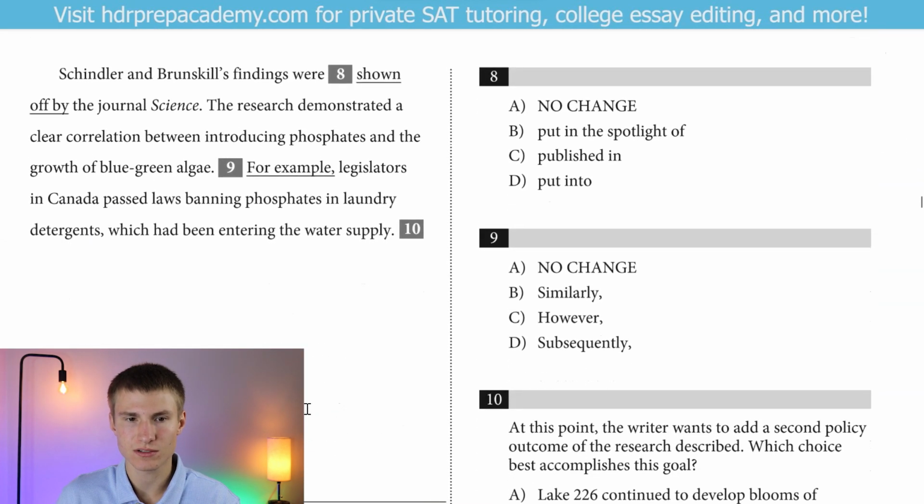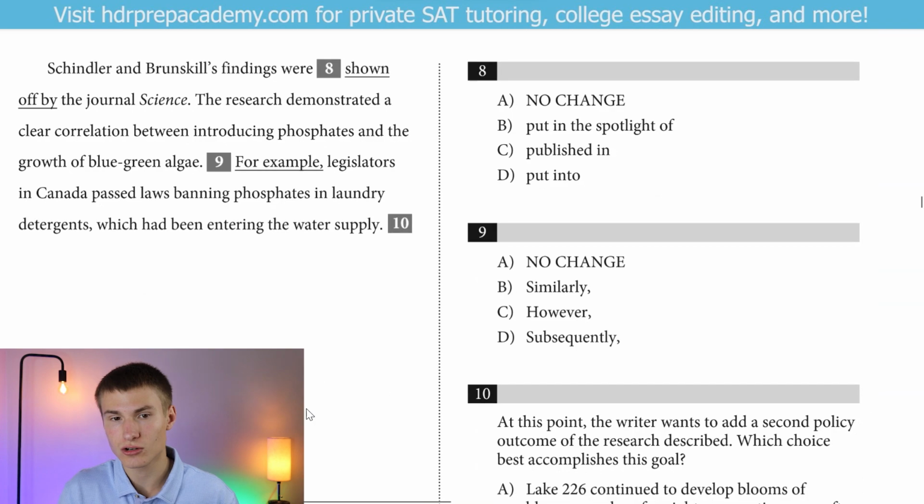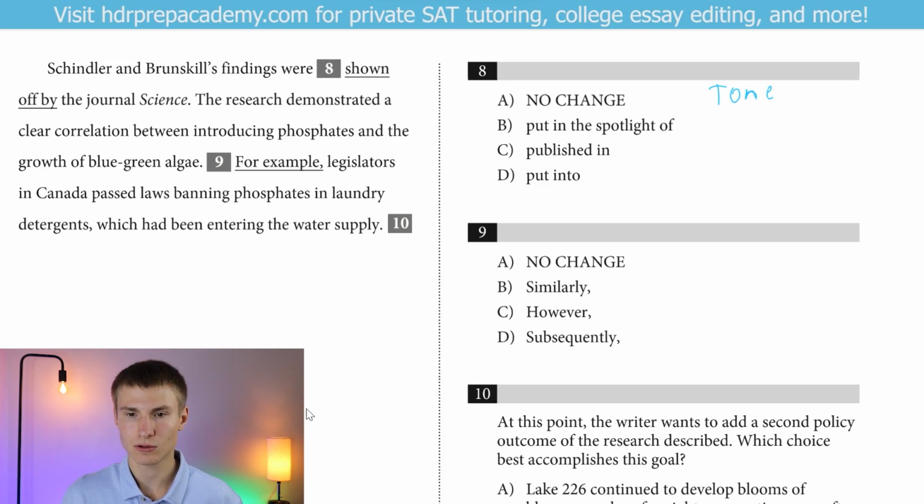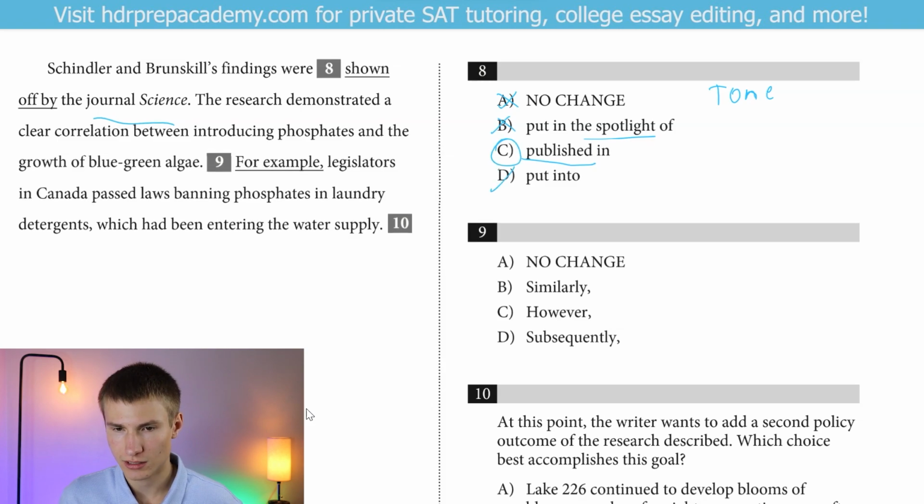So we have Schindler and Brunskill's findings were shown off by the journal Science. Well, that's not fitting with our tone. Also, it's not really fitting with the meaning, right? If we have findings from some sort of science thing, we're likely to publish them in a journal. We're not going to show them off in a journal. We're not going to put it in the spotlight of a journal. We're going to publish them in a journal, okay? We're not going to put them into a journal either, okay? This right here is dealing with both tone but also meaning. If we have findings, we're going to publish them in a journal of science.